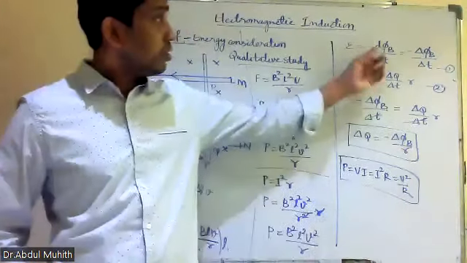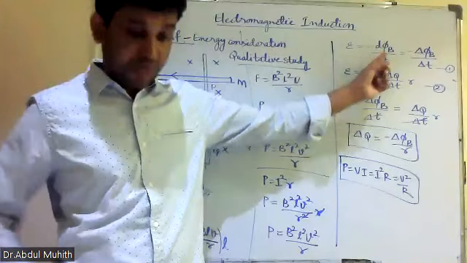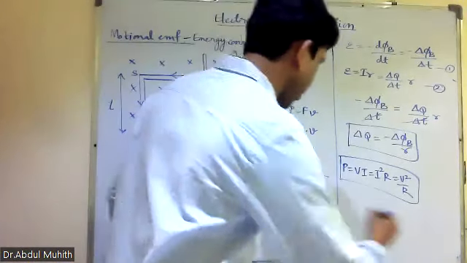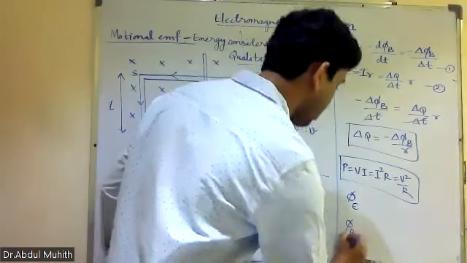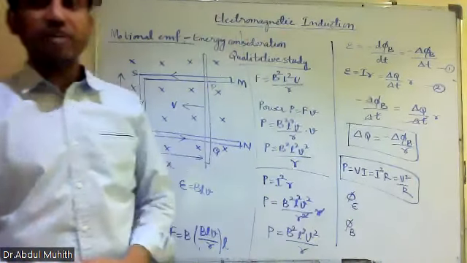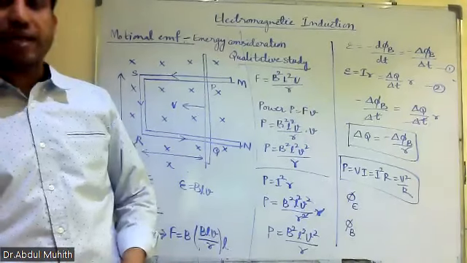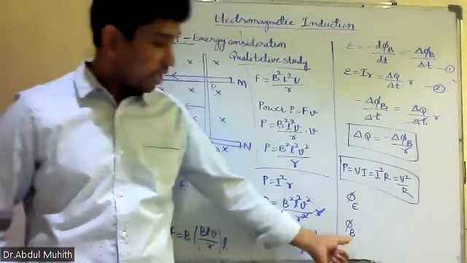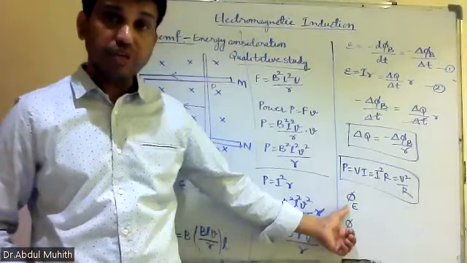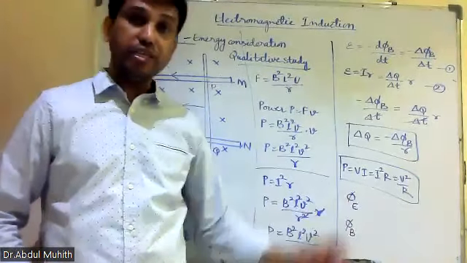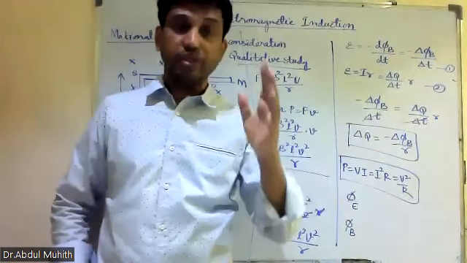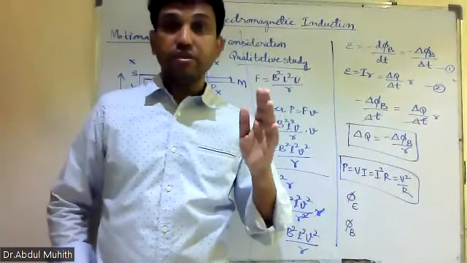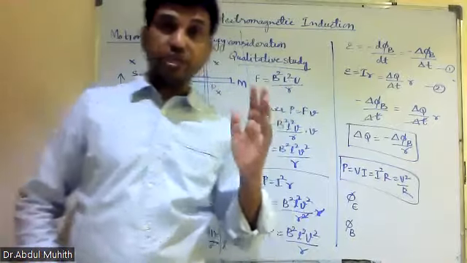But what does this phi B mean? I'm asking, phi is the symbol for what? We have phi E and phi B, right? Magnetic flux. Phi B means magnetic flux. Phi E means electric flux. Small e means electric field, and capital B means magnetic field. Is that clear? Please learn, start practicing.